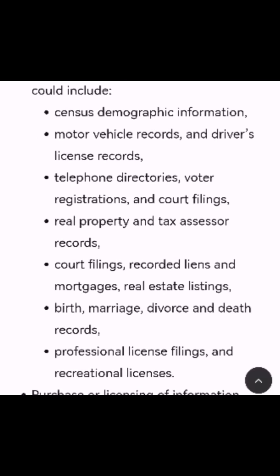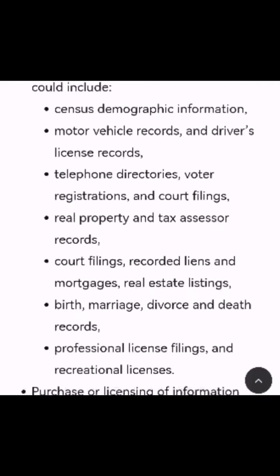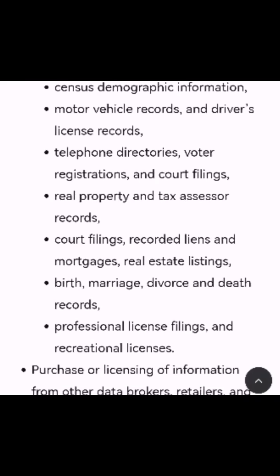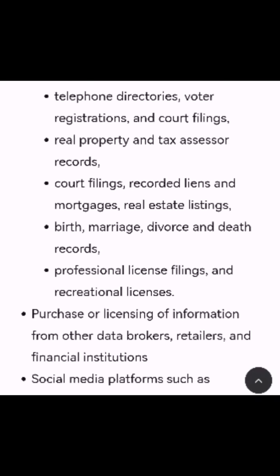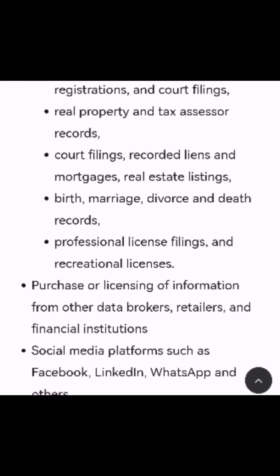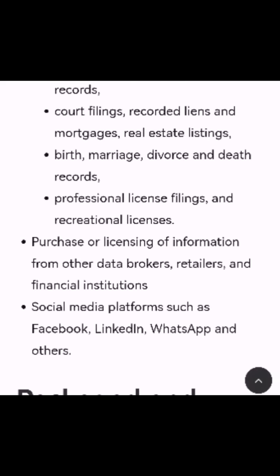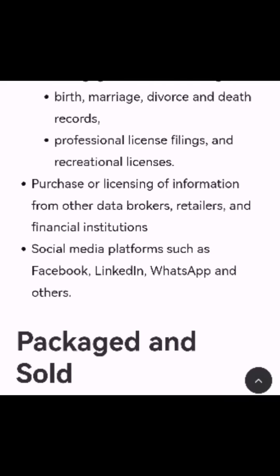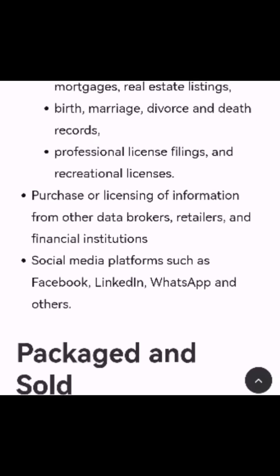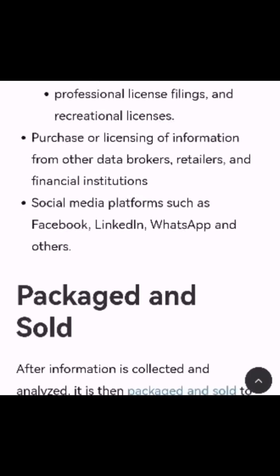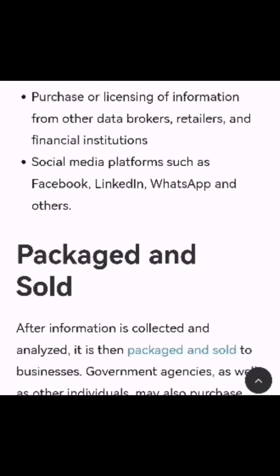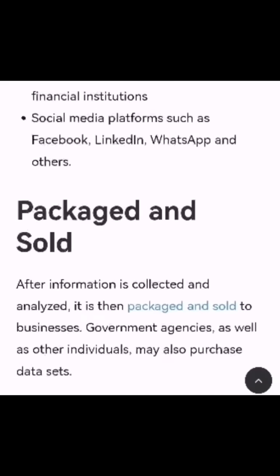Government and public records. These could include census demographic information, motor vehicle records and driver's license records, telephone directories, voter registration and court filings, real property and tax assessors records, recorded liens and mortgages, real estate listings, birth, marriage, divorce and death records, professional license filings and recreational licenses.